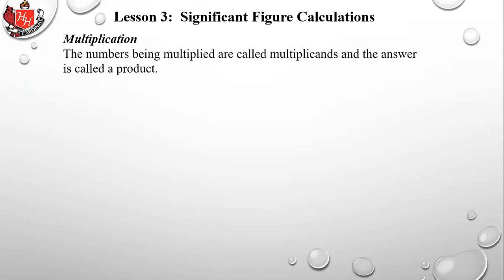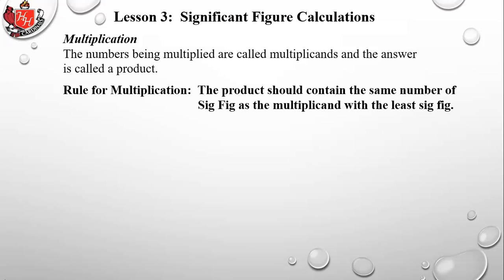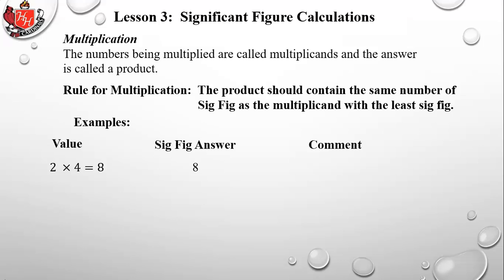Multiplication. The numbers being multiplied are called multiplicands, and the answer is called the product. So, rules for multiplication. The product should contain the same number of significant figures as the multiplicand with the least significant figures. So let's do some examples here. What you're going to see on the left is the calculator answer. If you multiply 2 times 4, you get 8. So how many significant figures should there be in your final answer of 8? 2 and 4 have one significant figure, so the answer can have no more than one significant figure.